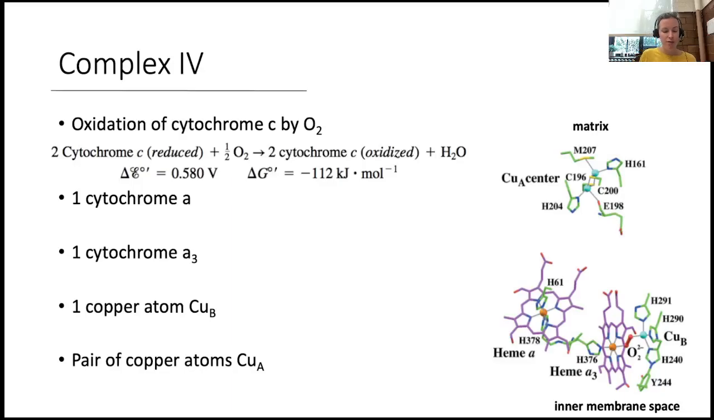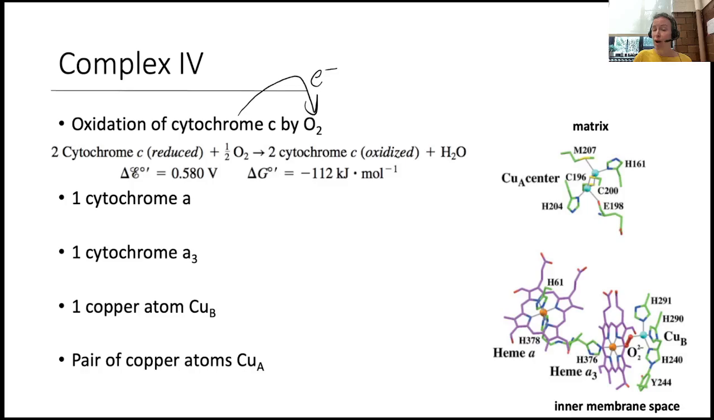Last up, complex 4. So complex 4 takes the electrons from cytochrome C and gives them to oxygen. Here I've shown you the half reaction that's happening here, but what we should understand is that a total of 4 electrons are being given to a molecule of O2 to produce 2 molecules of H2O.